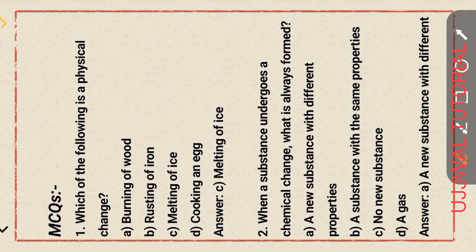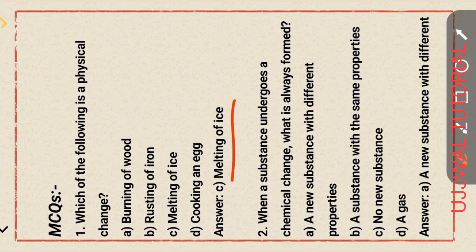Question number 1. Which of the following is a physical change? Option C, melting of ice. It is a reversible physical change. But burning of wood, rusting of iron, cooking of an egg, are all chemical changes.